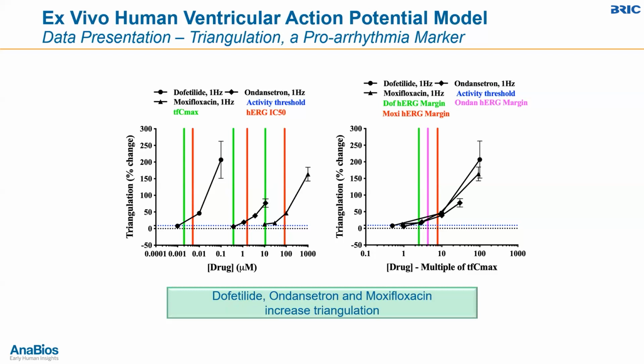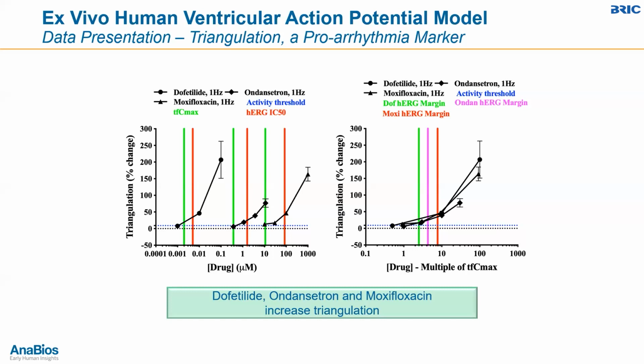And again, you can see that dofetilide, ondansetron, and moxifloxacin, in addition to prolonging the action potential duration, were able to cause a manifestation of proarrhythmia markers. And again, this is the approach we use to determine if a compound will prolong QT and if the compound will be associated with proarrhythmic potential.